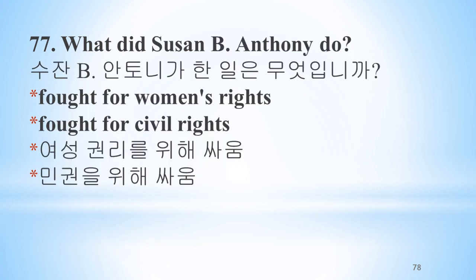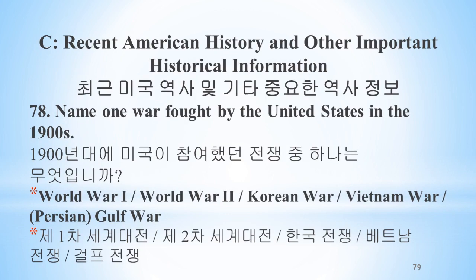What did Susan B. Anthony do? Fought for women's rights. Fought for civil rights. Name one war fought by the United States in the 1900s. World War I. World War II. Korean War. Vietnam War. Persian or Gulf War.